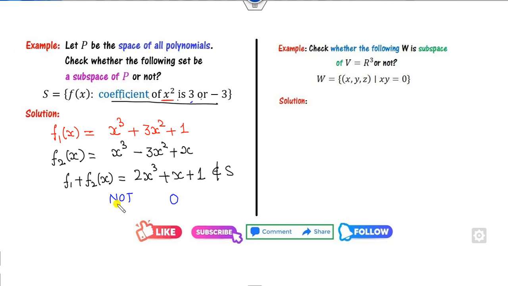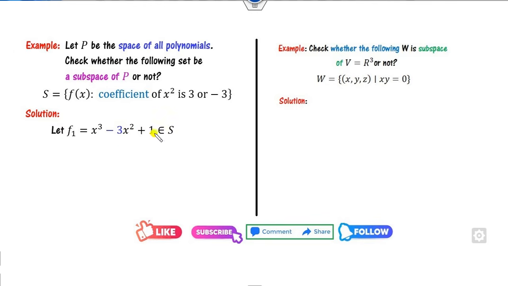Therefore it is not a subspace. There is one more example, one more way. You can choose any of the f1. Choose alpha, say 2. Then what is my alpha of f1? 2x cube minus 6x square plus 2.